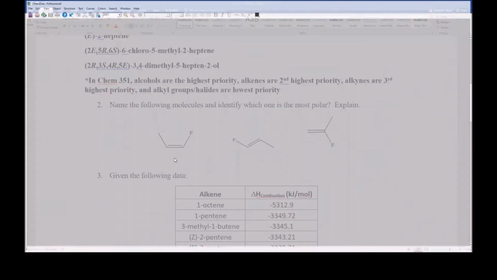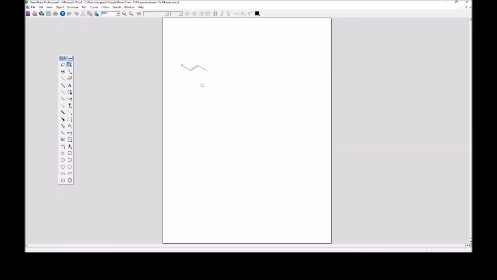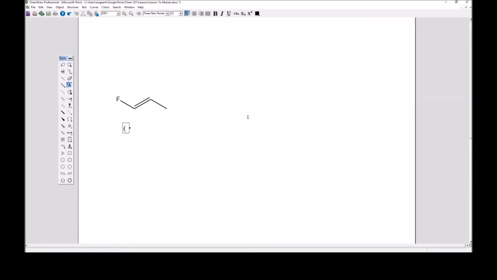So let's go back now and name this one. Well, we don't probably need ChemDraw to help us with this one, but we'll use it anyway. This is another 1-fluoro-1-propene, and the alkene is now trans. So this is going to be your E-fluoropropene.